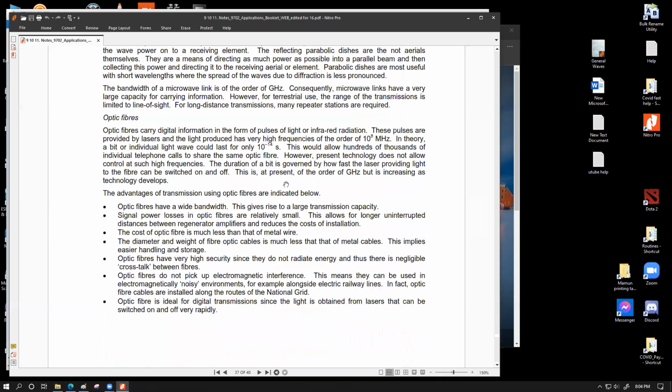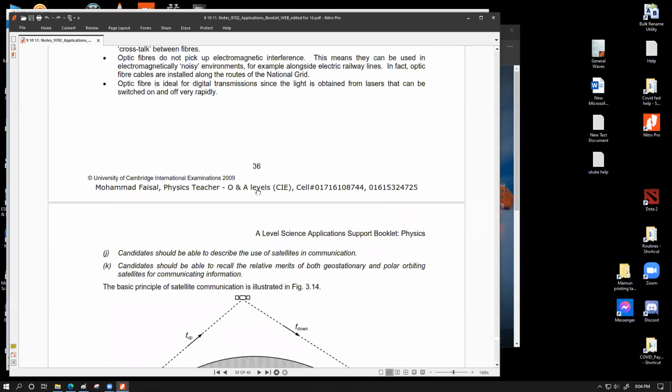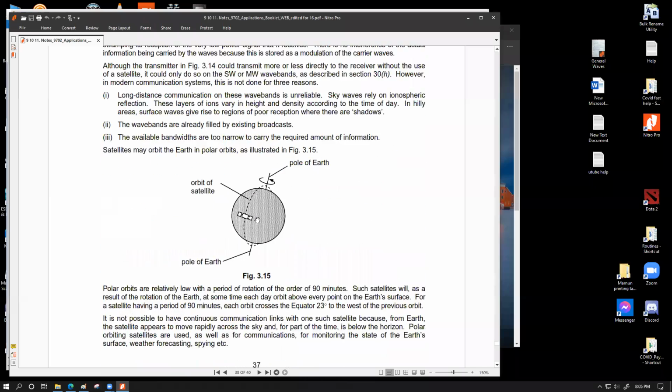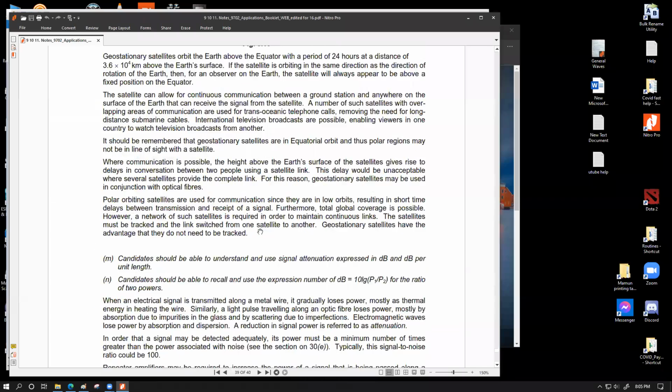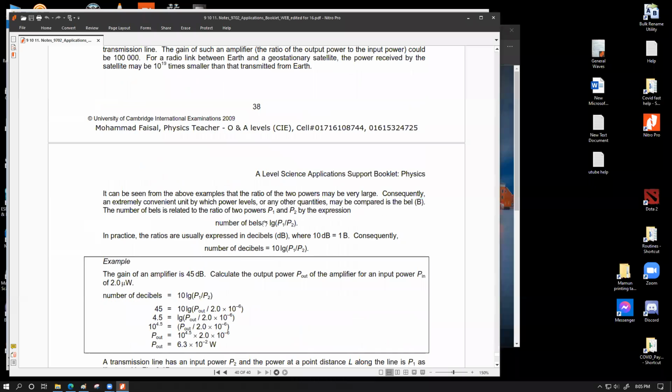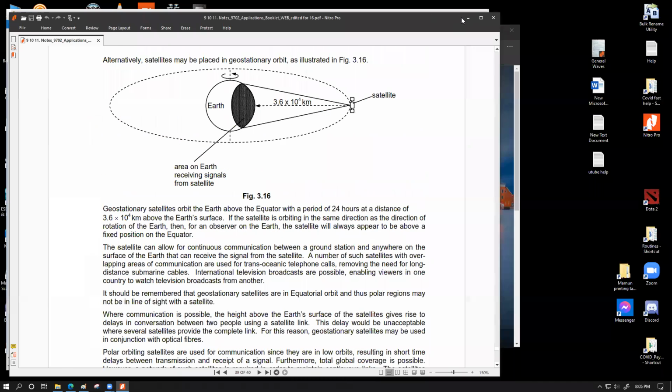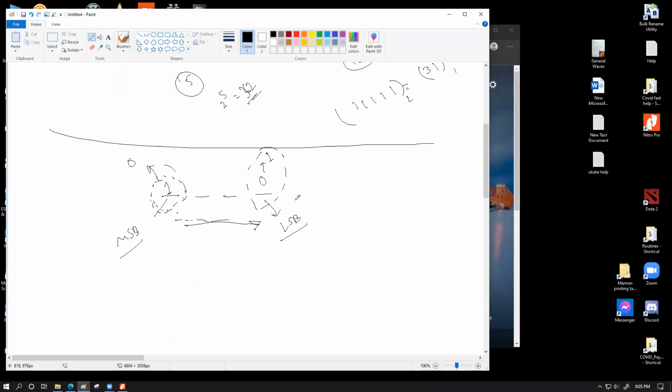The other very important part is the advantage of transmission using optical fiber, which is given here. Okay, the part I am going to talk about, why MSB and LSB are important, is that there is a certain way by which we can send the information. Okay, I need to pull out the worksheet.